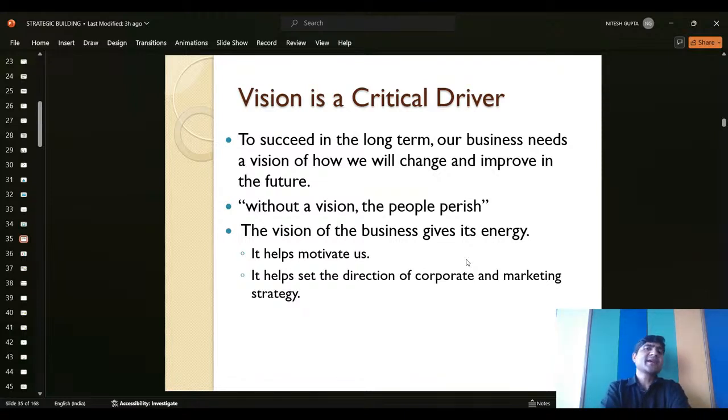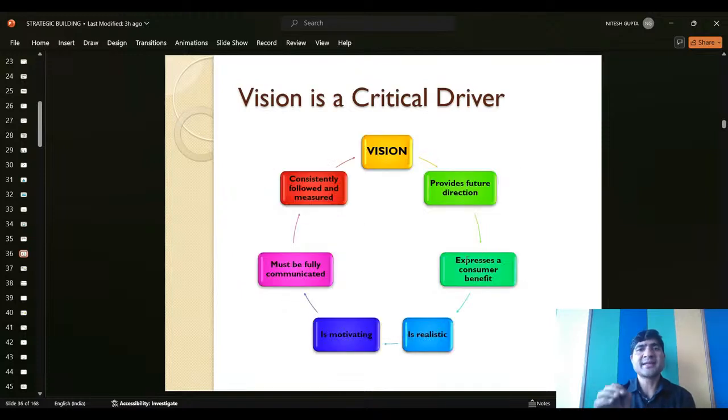Now, vision is a critical driver for the development of any strategic plan. To succeed in the long term, your business needs to have a long term vision of how you will be changing and improving as a business in the future. So without a vision, the people will perish. The vision of the business gives you energy. It will help you keep motivated. It will help you set the direction of the corporate and marketing strategy. So vision is the most important thing, which I have already shared with you, that this is at the topmost.